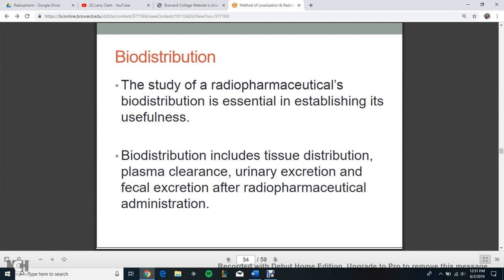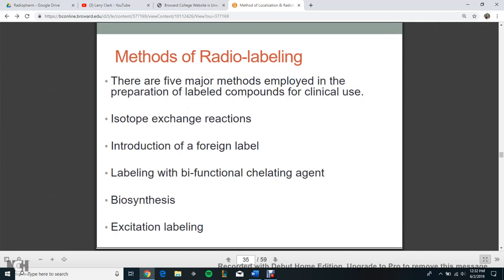Biodistribution. The study of radiopharmaceuticals' biodistribution is essential in establishing its usefulness. Biodistribution includes tissue distribution, plasma clearance, urinary excretion, and fecal excretion after radiopharmaceutical administration. Methods of radiolabeling. There are 5 major methods employed in the preparation of labeled compounds for clinical use: isotope exchange reactions, introduction of a foreign label, labeling with bifunctional chelating agent, biosynthesis, and excitation labeling.